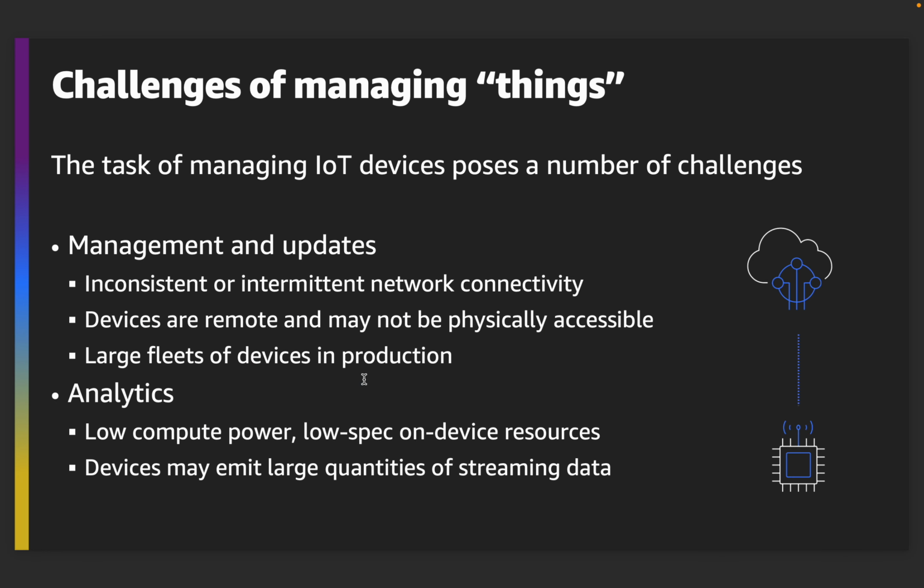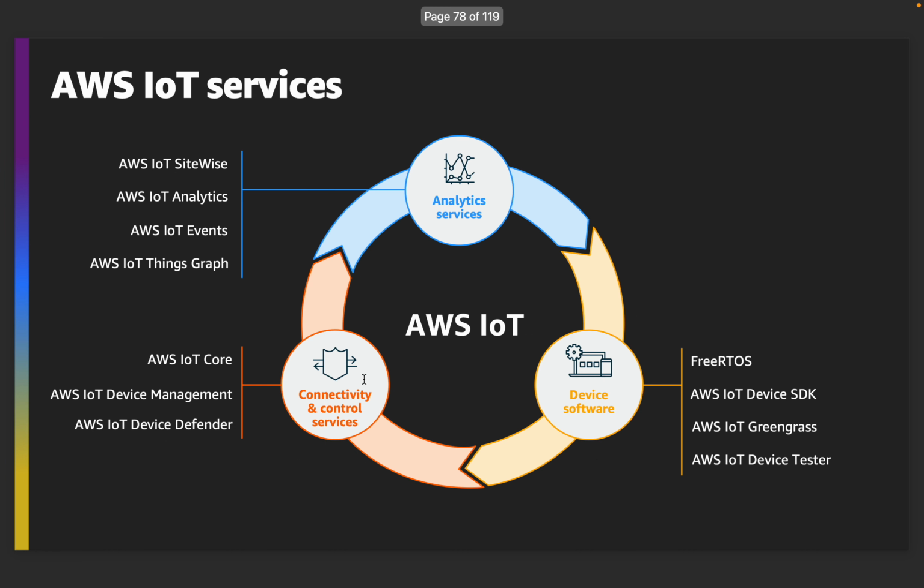Challenges for managing things. Managing IoT devices presents a number of challenges: management updates, inconsistent or interrupted network connectivity, devices that are remote and may not be physically accessible, large fleets of devices, low compute power, low specs and device resources. So basically AWS IoT service is site-wise, analytics-wise, event-wise, graph-wise.